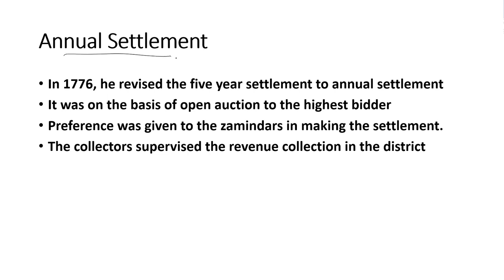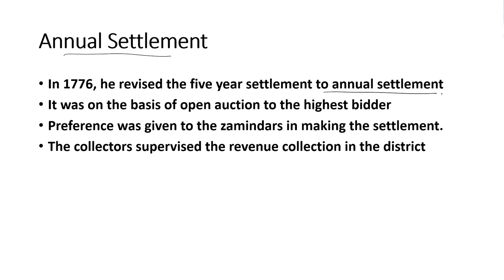Following the failure of this 5-year settlement or quinquennial settlement, another settlement was devised and introduced by Warren Hastings and implemented in Bengal, Bihar and Orissa. It came to be known as the annual settlement. Earlier, the contract of the collection of land revenue was given for 5 years. Now it was reduced to 1 year. The right to collection of land revenue was given to the highest bidder in a public auction.